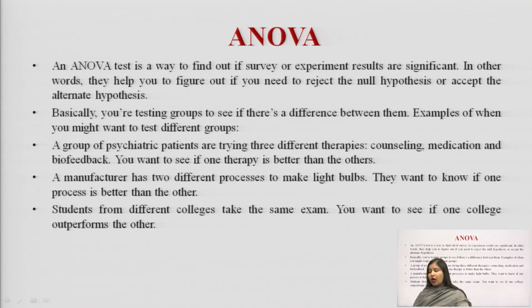Next is ANOVA. What is ANOVA, or analysis of variance? The ANOVA test is a way to find out if a survey or experiment's results are significant. In other words, it helps us figure out whether we need to reject or accept the null hypothesis. We use ANOVA for proving or disproving our hypothesis. Basically, you are testing groups to see if there is a difference between them.